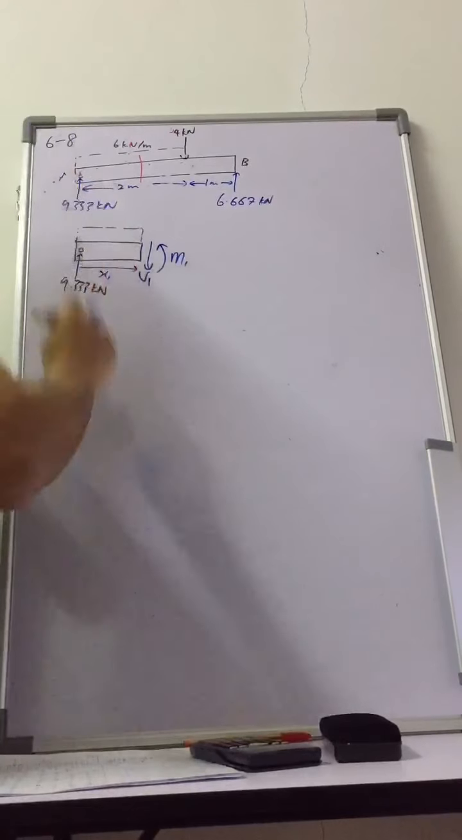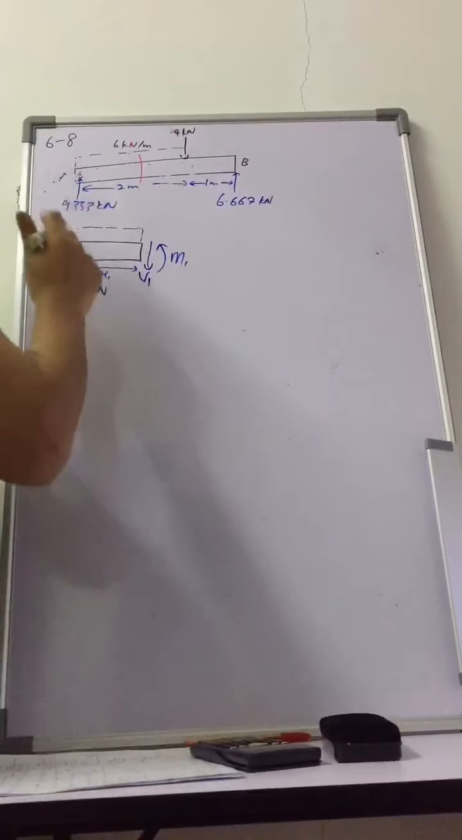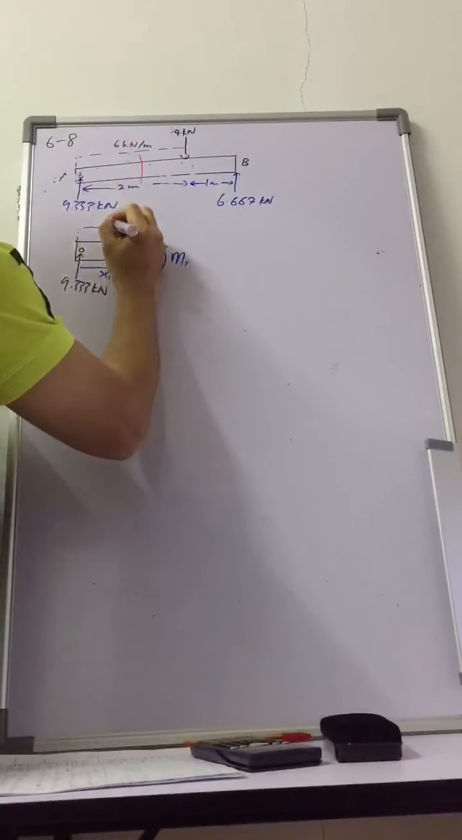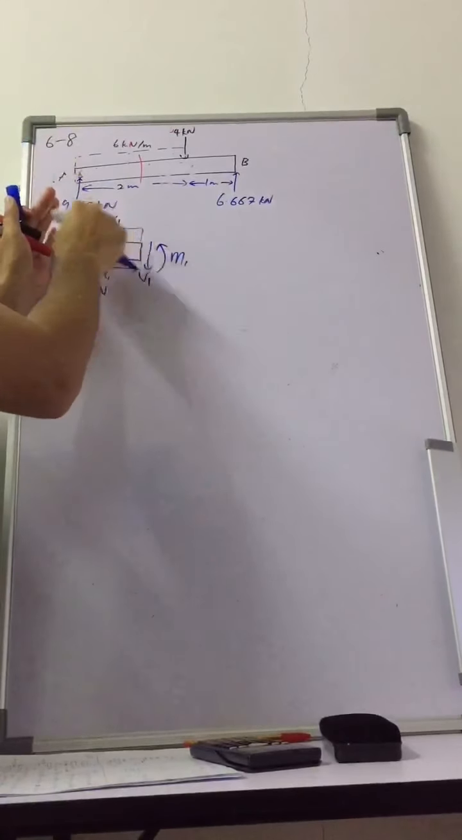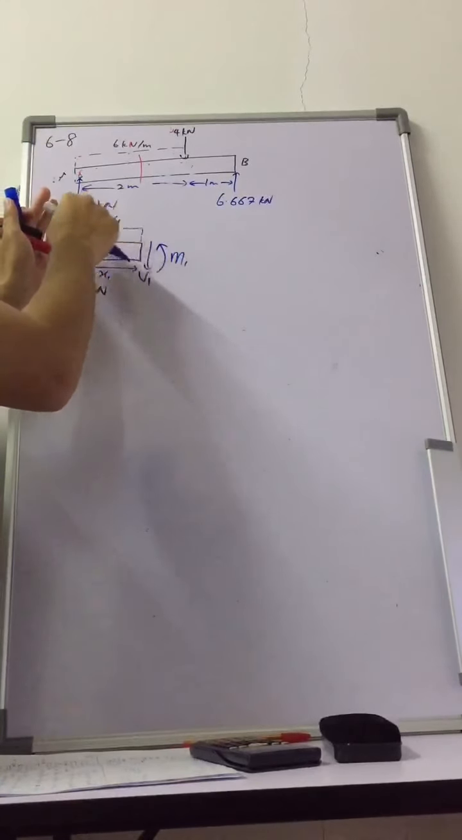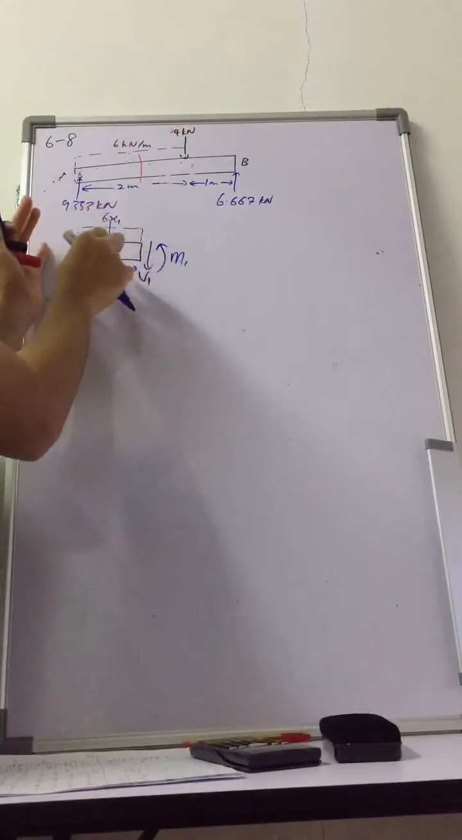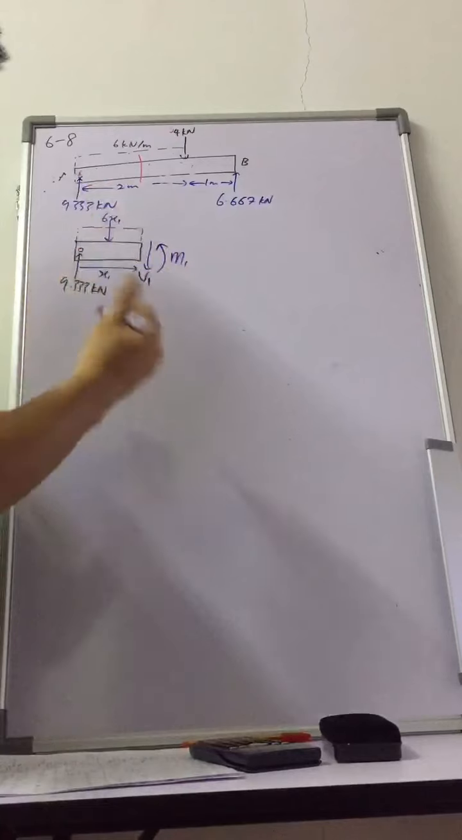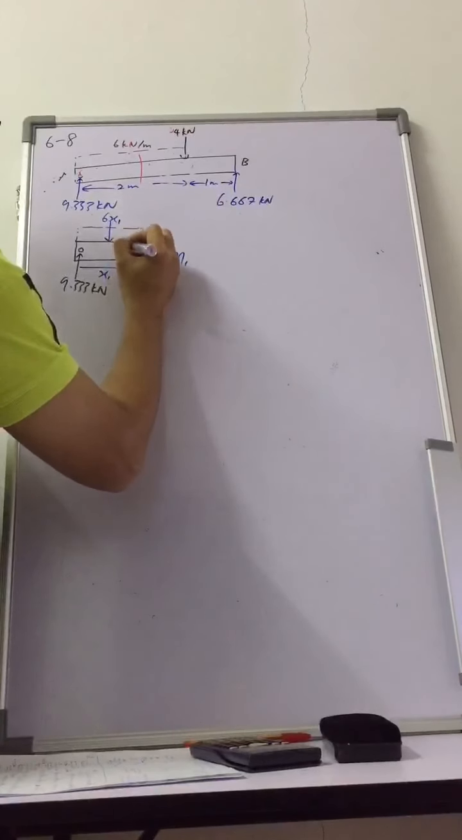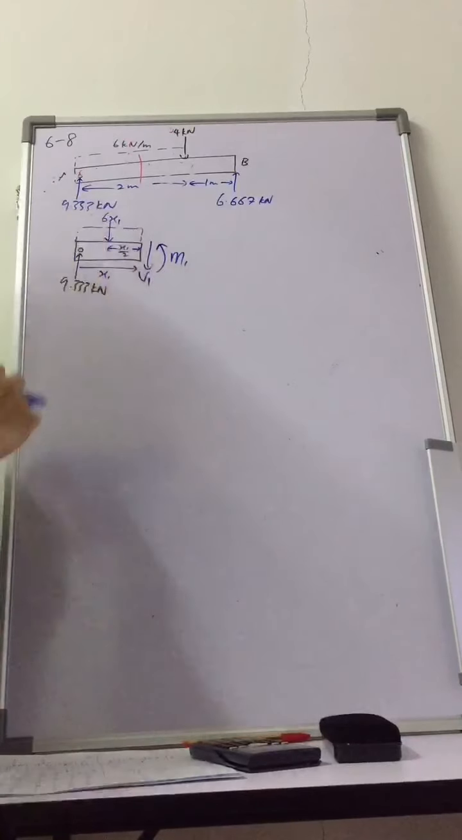How about this distributed load? What we do is the equivalent distributed load will be 6 times X1, because 6 is the magnitude of the distribution and X1 is the length. The location should be in the middle, X1 over 2 here. Of course, so this one is X1 over 2 as well.